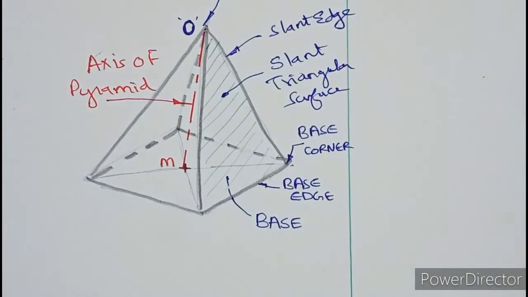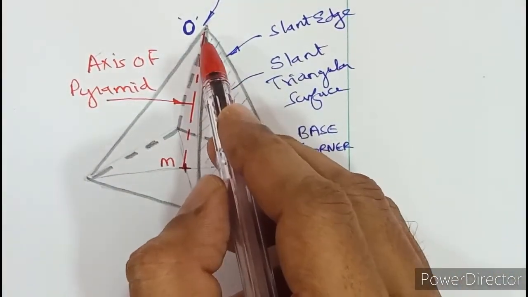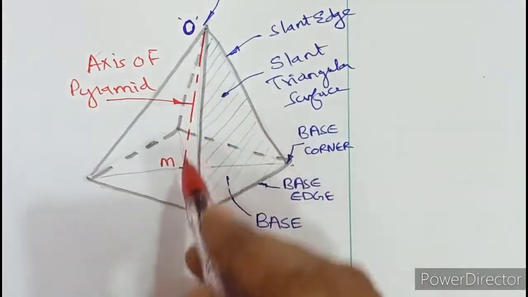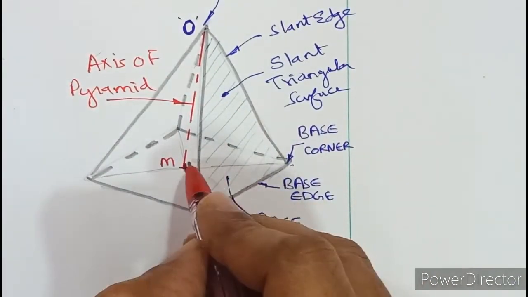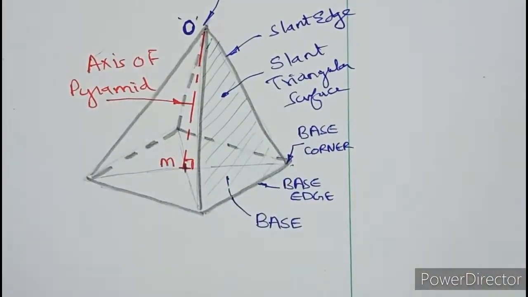So these are the various terms you have to understand. And one logical thing is that the axis of any pyramid and the base have to be perpendicular. So they should be perpendicular.